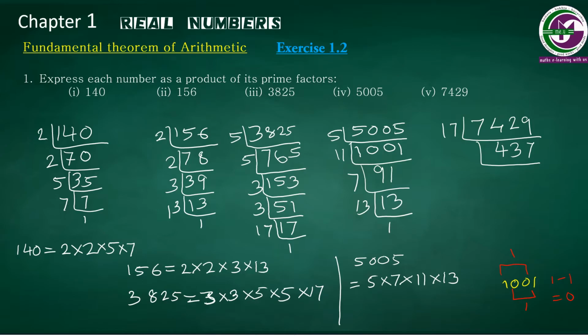If it is not a factor, then go for the next number, that is 19. So 19 is a factor here. 19 times 23 is 437. So 7429 can be written as 17 times 19 times 23.